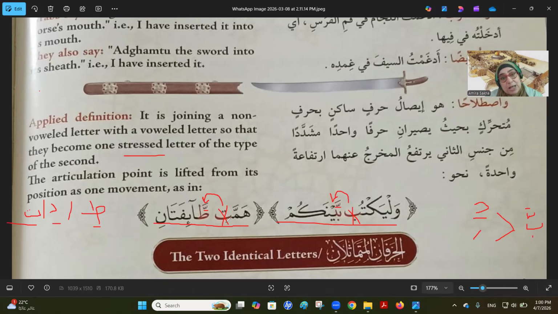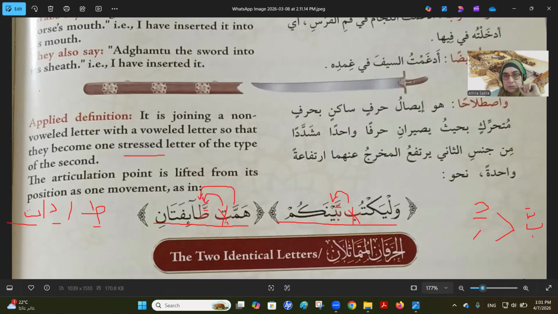How am I going to pronounce it? Hammatta. I'm going to move from the meem with shadda and fatha in the pronunciation into the ta with shadda and fatha. هم الطائفتان. I will repeat. هم الطائفتان.